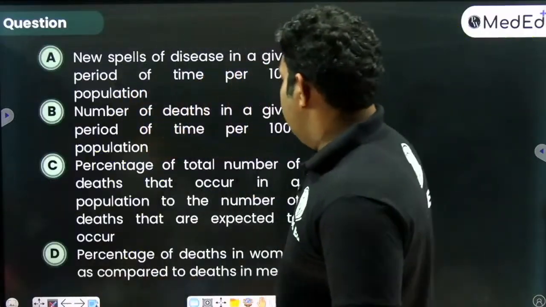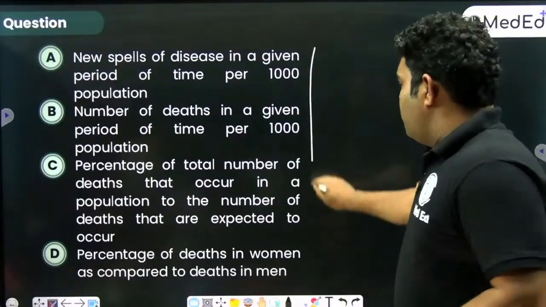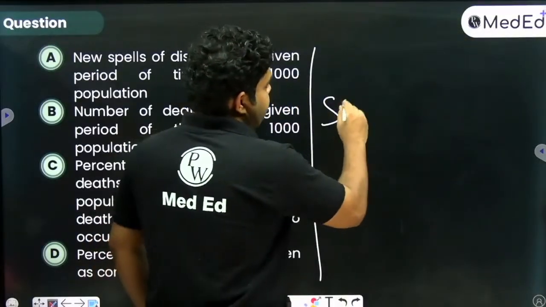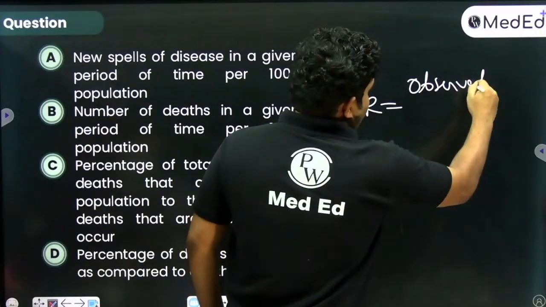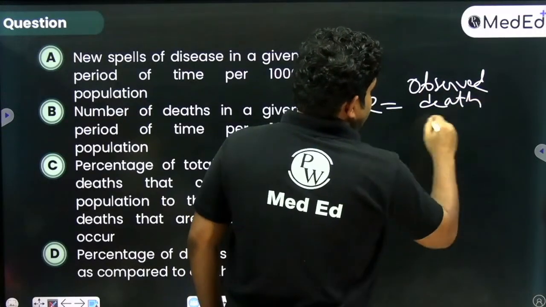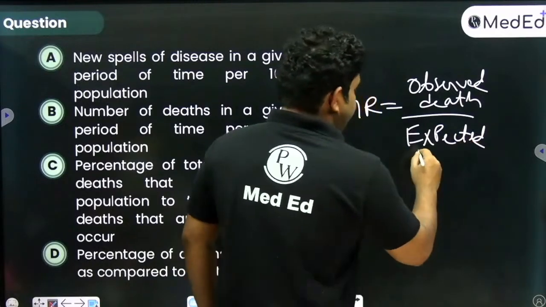What is SMR? So the formula of SMR is observed by expected. Standardized mortality rate is observed death by expected death into 100. What is this standardized mortality rate?